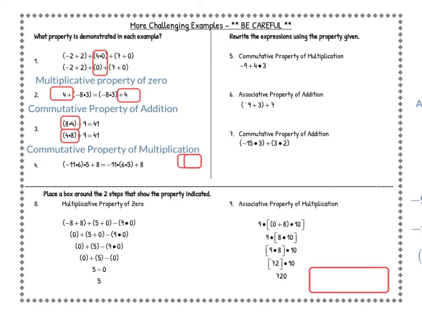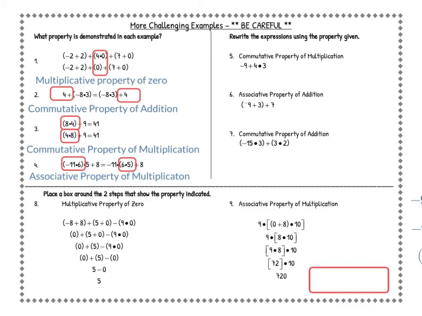And the last one, I've got negative 11 times 6 times 5 plus 8, and negative 11 times 6 times 5 plus 8. Now notice the numbers are in the same exact order. On the left-hand side, negative 11, 6, 5, 8, right in order, and on the right-hand side, negative 11, 6, 5, 8, right in order. So what changes is the parentheses. On the left-hand side, the parentheses are around the negative 11 and the 6, and on the right-hand side, they're around the 6 and the 5. So since the grouping changed, that's going to be the associative property of multiplication.